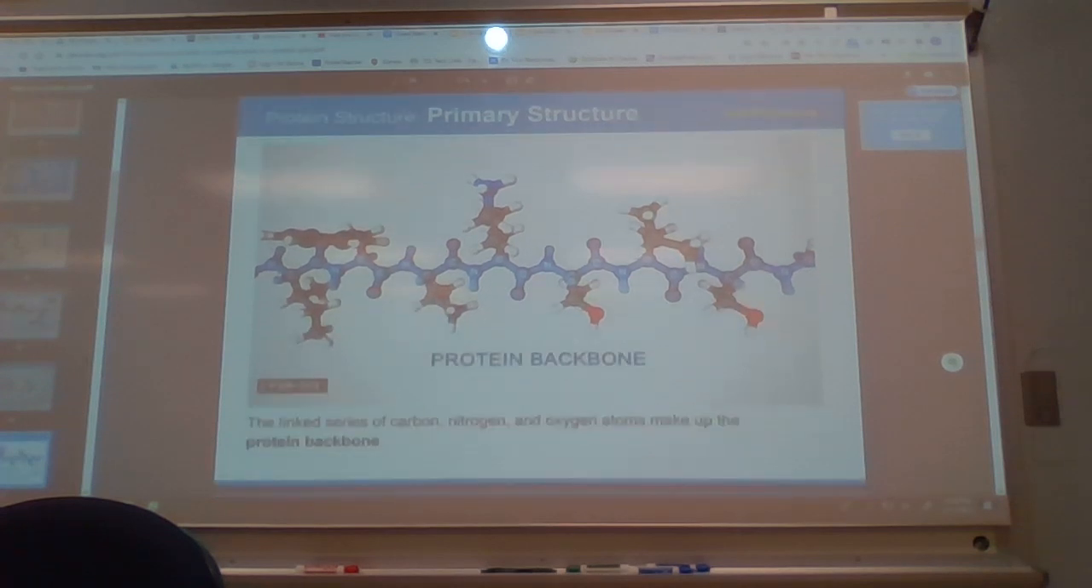So here's primary structure. Primary structure is just a series of amino acids. This says a linked series of carbon, nitrogen, and oxygen atoms, but I would just say a chain of amino acids linked together. And depending on what the DNA sequence was, the amino acid order is going to be different too. So every protein has a unique order of amino acids, a unique primary structure.